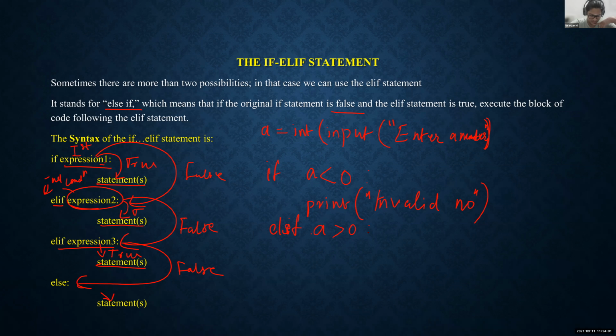Program for checking the single digit, two digit, and three digit. Yeah. So what should be written? If A greater than 0, what do you want to write? If A greater than 0, you should get that one.